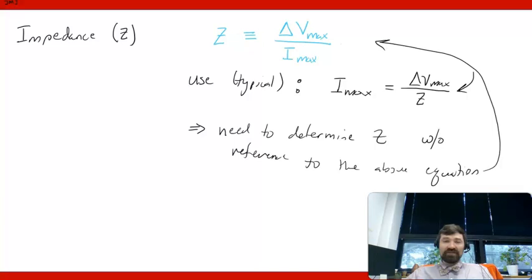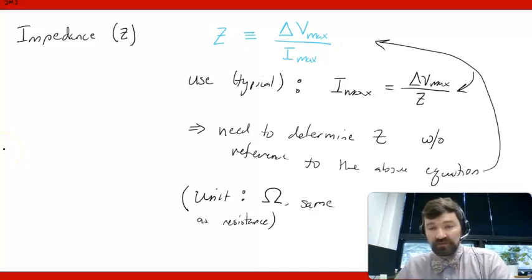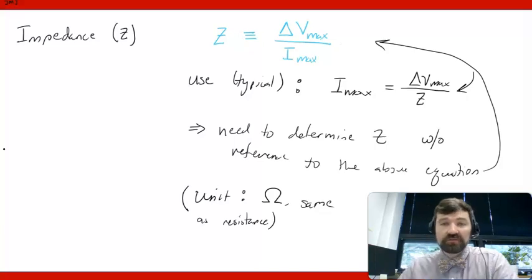So if you have a circuit and you're told, well, for this RLC circuit, there is a maximum voltage applied of 120 volts, and the maximum current drawn is 2 amps, then we know that the impedance must be 120 divided by 2, which is 60 ohms. And for what it's worth, the unit of impedance is the same as with reactance and resistance. It is the ohm. We can get that from the definition.